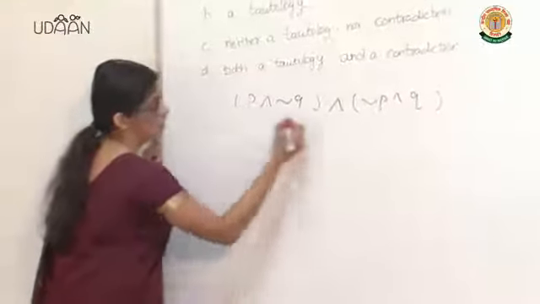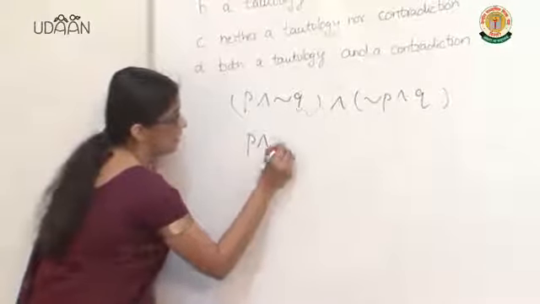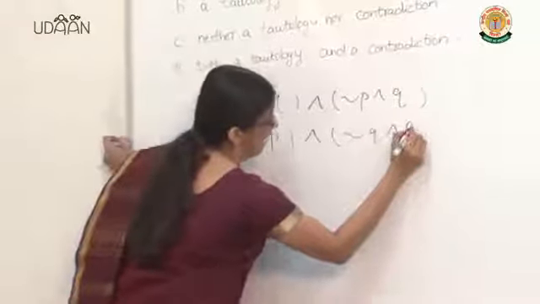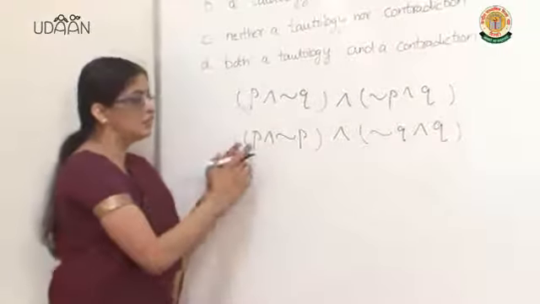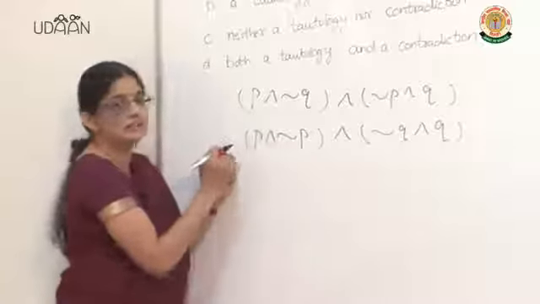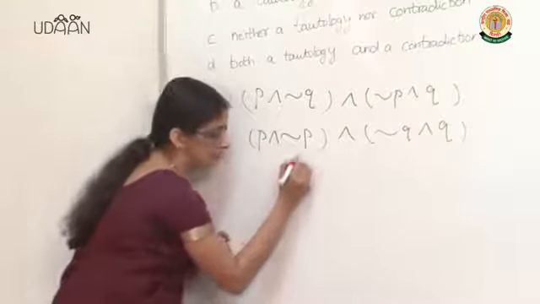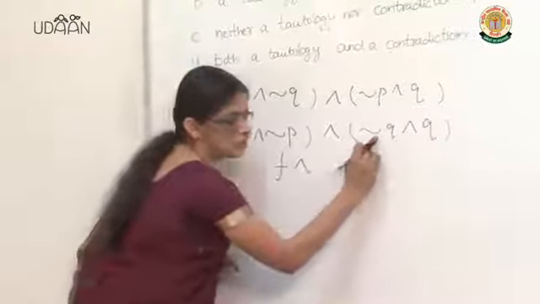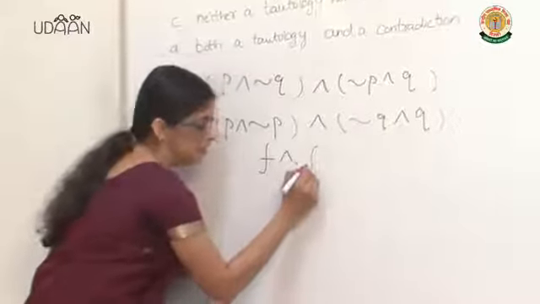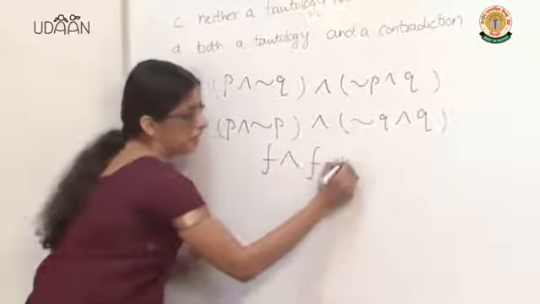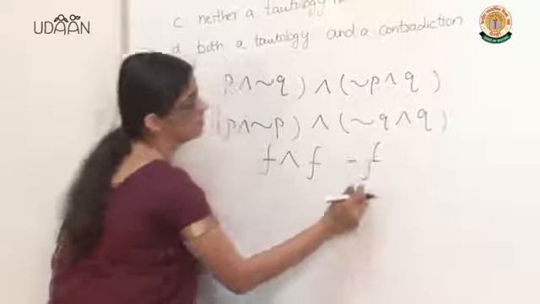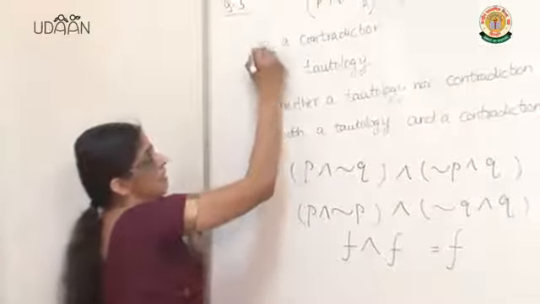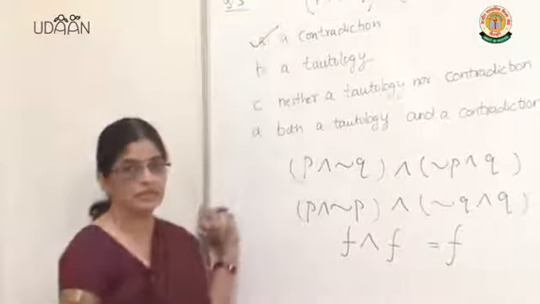This can be written as, using associative property, P and negation of P and negation of Q and Q. Now can you tell what P and negation of P is? P and negation of P is a fallacy. I denote it by F, and again negation of Q and Q is a fallacy. F and F, it is F, which is a fallacy or a contradiction. Look, which option is matching? Option A. Is it clear?